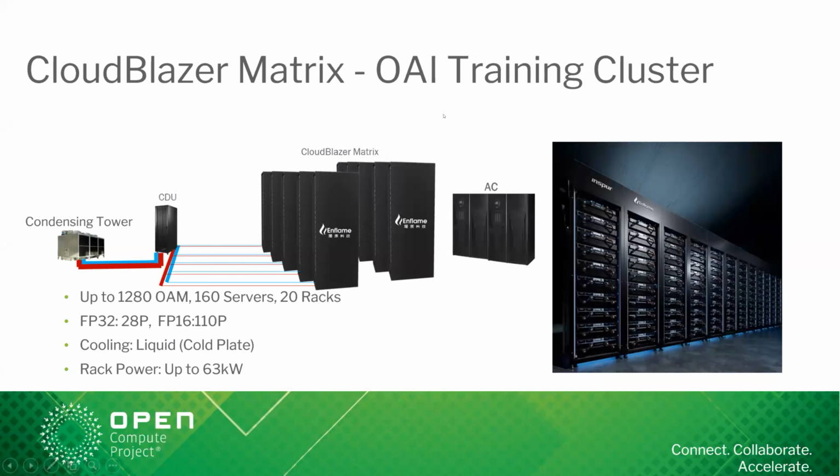So this is the training cluster. We have the tower here and the CDUs and all those racks here. And actually we have a project which has up to 1,280 OAMs and 160 servers, which is 20 racks. And we use cold plate liquid cooling, and the power is up to 63 kilowatts per rack.